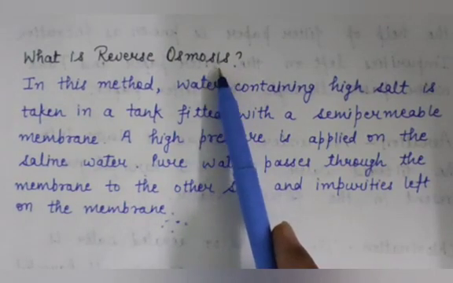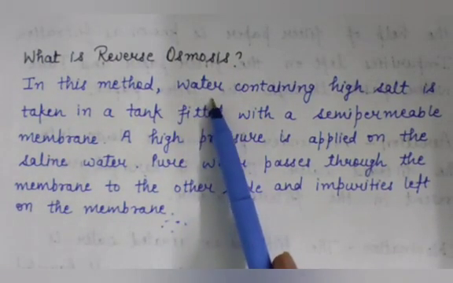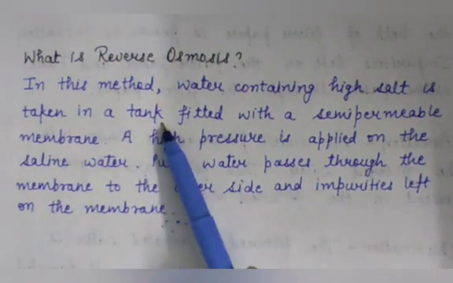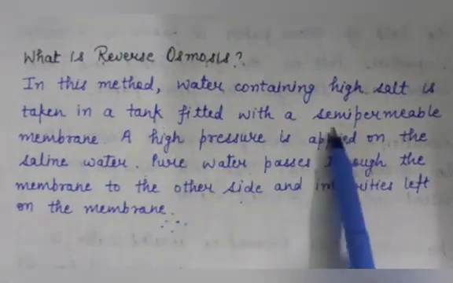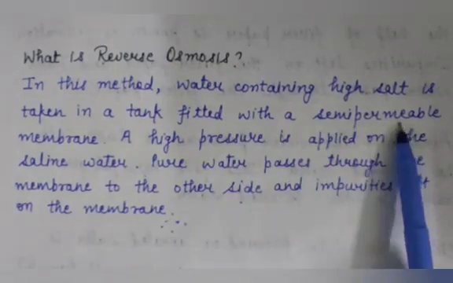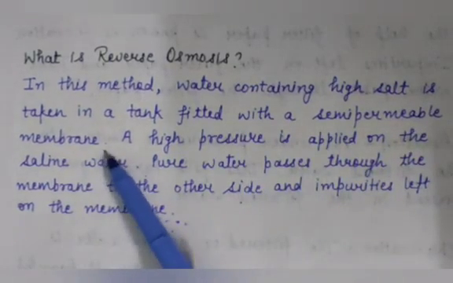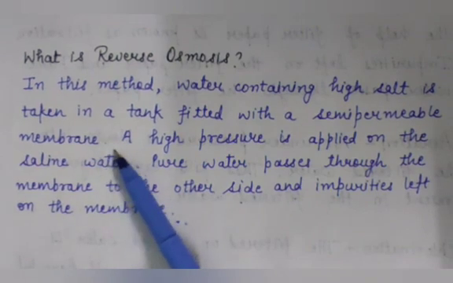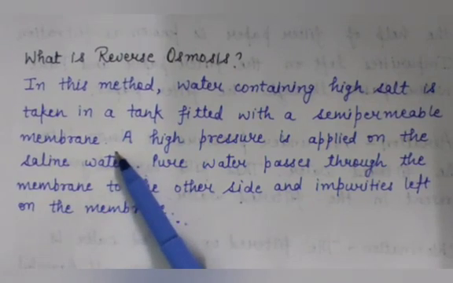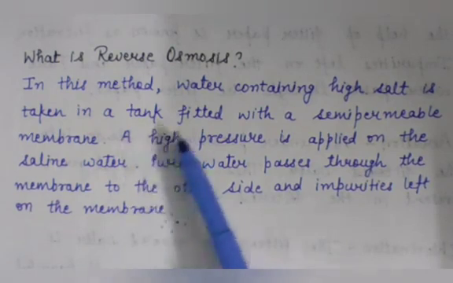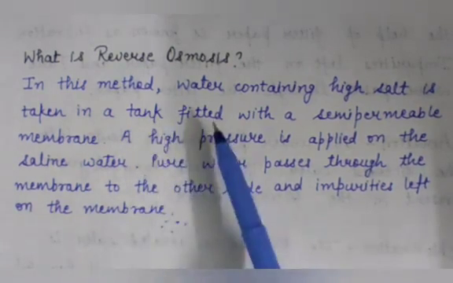So, what is the procedure for purifying the water? First of all, take salty water in a tank. Okay, and there is a semi-permeable membrane fitted in the tank. Now, what is a semi-permeable membrane? A semi-permeable membrane is also called a selective membrane. It means it allows only certain ions or molecules. It will not allow the insoluble impurities to pass through it.